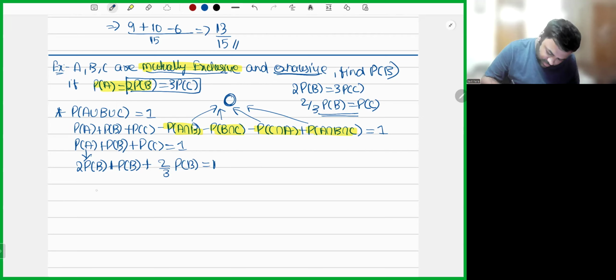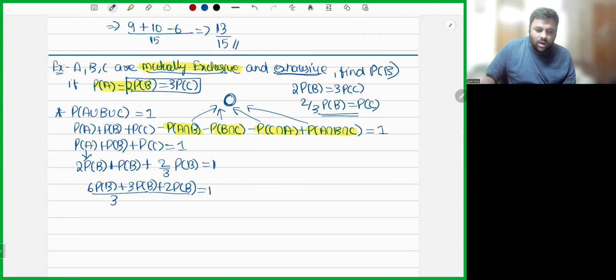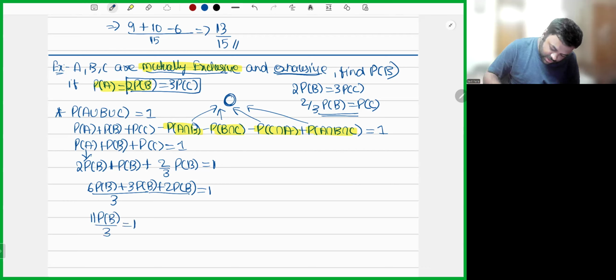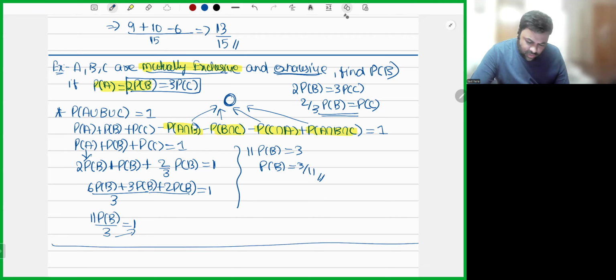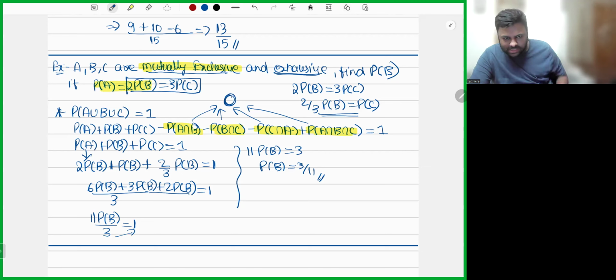So 2 by 3P of B is equals to 1. Let me go ahead and take LCM. What is LCM? LCM is 3. 6P of B plus 3P of B plus 2P of B is equals to 1. Okay. What is 6 plus 3 plus 2? 11P of B divided by 3 is equals to 1. Let's do cross multiplication. 11P of B is equals to 3. So P of B is equals to 3 by 11. Okay. So I hope the point is clear, my dear friends. It's simple. There's nothing much difficulty. So I hope all these examples are clear.